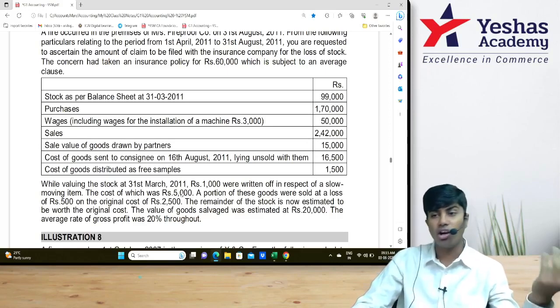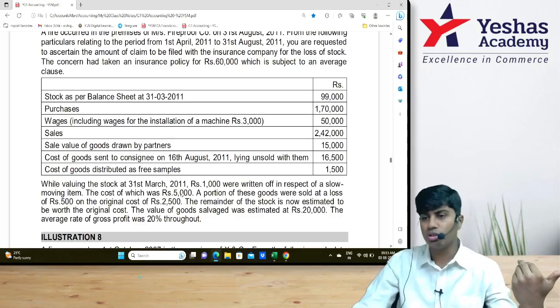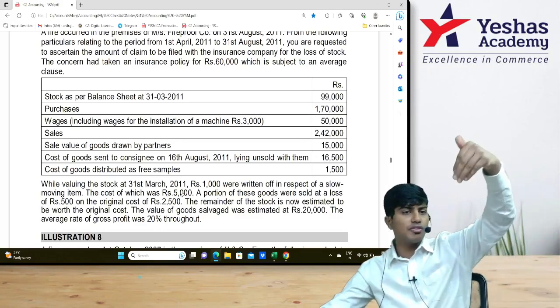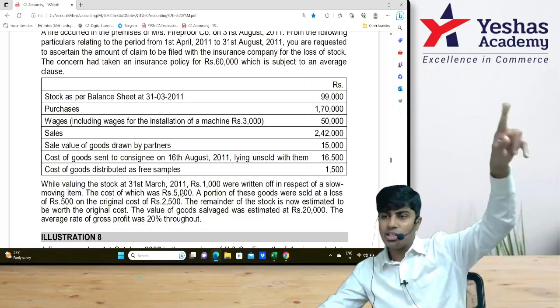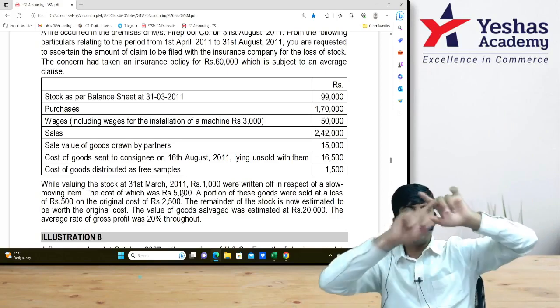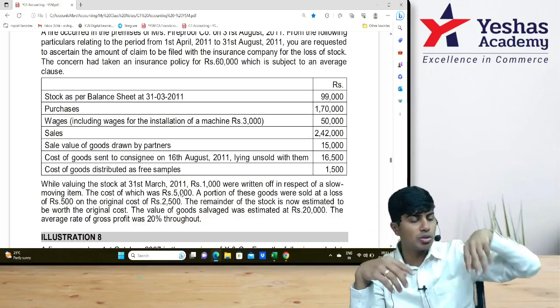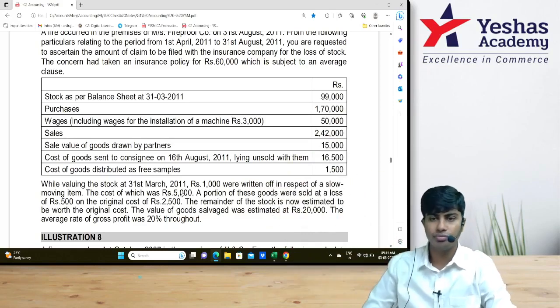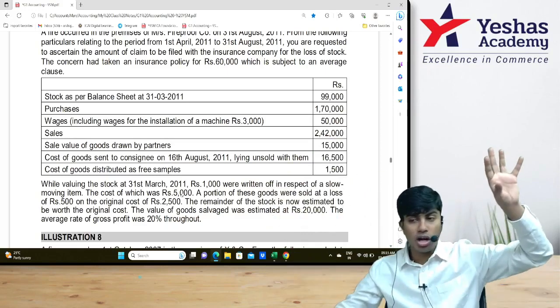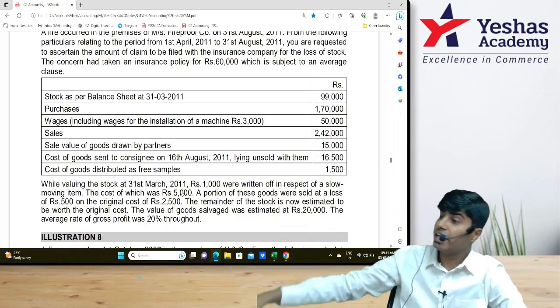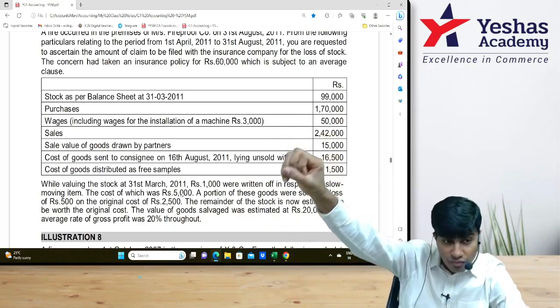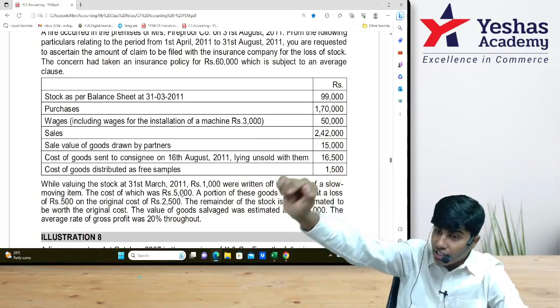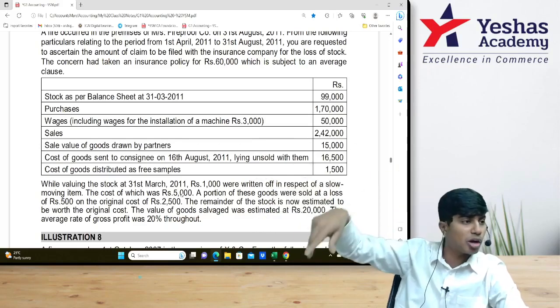Very good. 500 loss. Original cost is 2,500. So 2,500 worth of stock is sold for 2,000. Balance 2,500 will be closing stock. So in the abnormal column, opening stock 5,000, sales 2,000, loss 500, closing stock 2,500. Am I right? This is for the abnormal item.